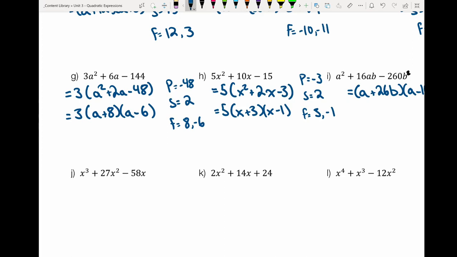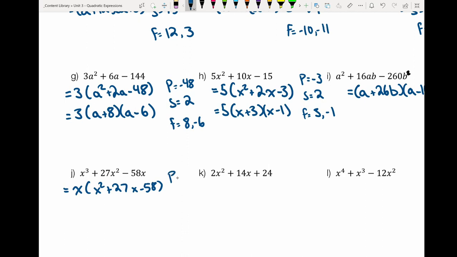In J, we don't have it in the form x squared plus bx plus c because now I have an x term with everything. But what I can do is factor out an x, so I get x squared plus 27x minus 58, and in this case now I can factor the inside because it's a simple trinomial.